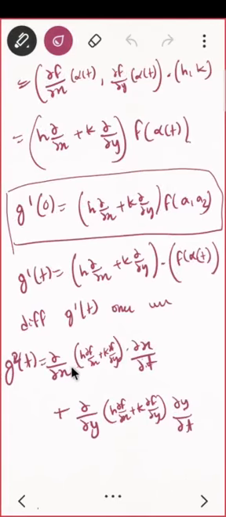h square ∂²f/∂x² + 2hk ∂²f/∂x∂y + k square ∂²f/∂y². This is what you will get. Just do that. This is the double derivative, and this will give in y. Here x and y will come, and here also x and y will come. It will be 2 times.